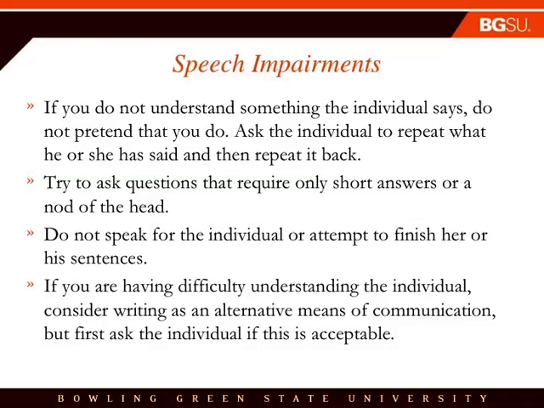You might find it challenging to have a conversation with an individual with speech impairment. If you do not understand something the individual says, do not pretend that you do. Ask the individual to repeat what he or she has said and then repeat it back. Try to ask questions that require only short answers or a nod of the head. Do not speak for the individual or attempt to finish his or her sentences. If you are having significant difficulty understanding the individual, consider writing as an alternative means of communication, but first ask the individual if this is acceptable.